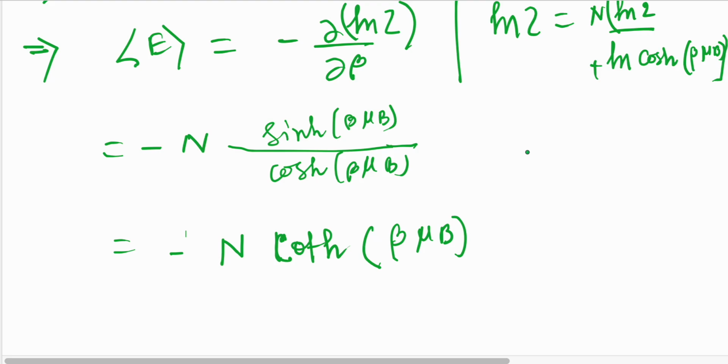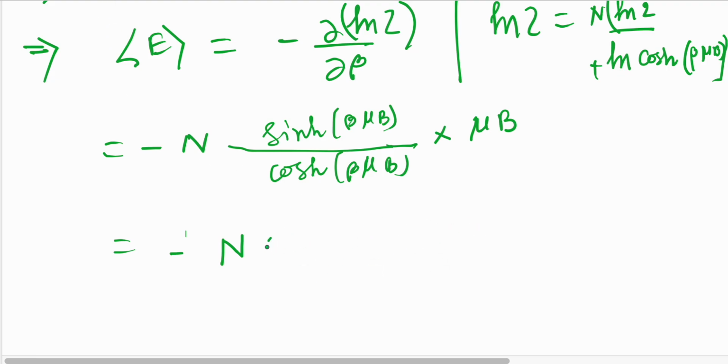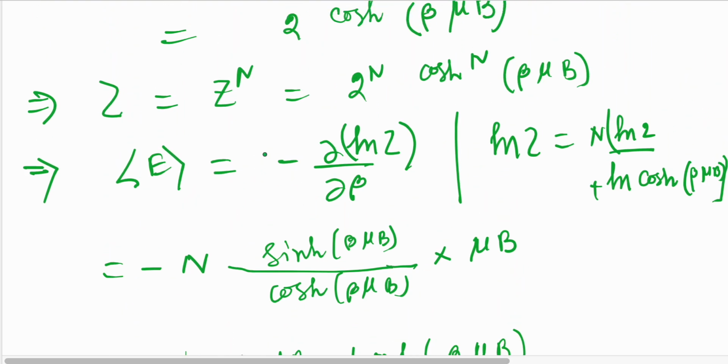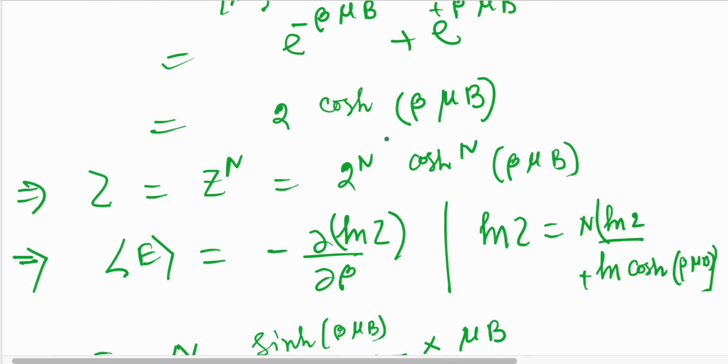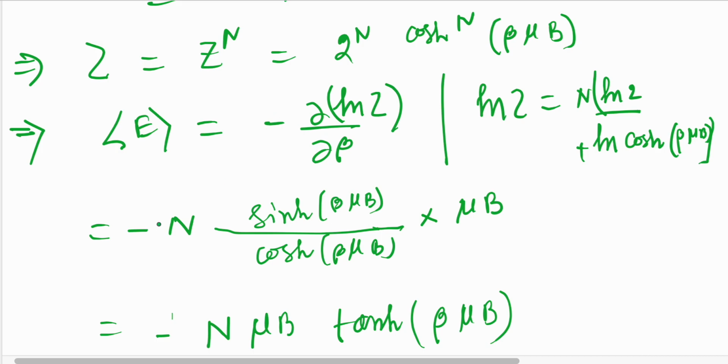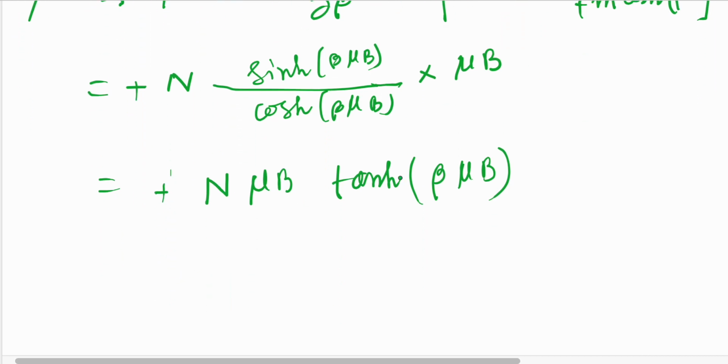The derivative of sinh gives cosh, meaning e to the power mu B plus e to the power minus mu B. When you take the derivative with respect to beta, the quantity mu B comes up. So the average energy will be N mu B tanh beta mu B. The negative sign should be absorbed somewhere. So it is N mu B tanh beta mu B.